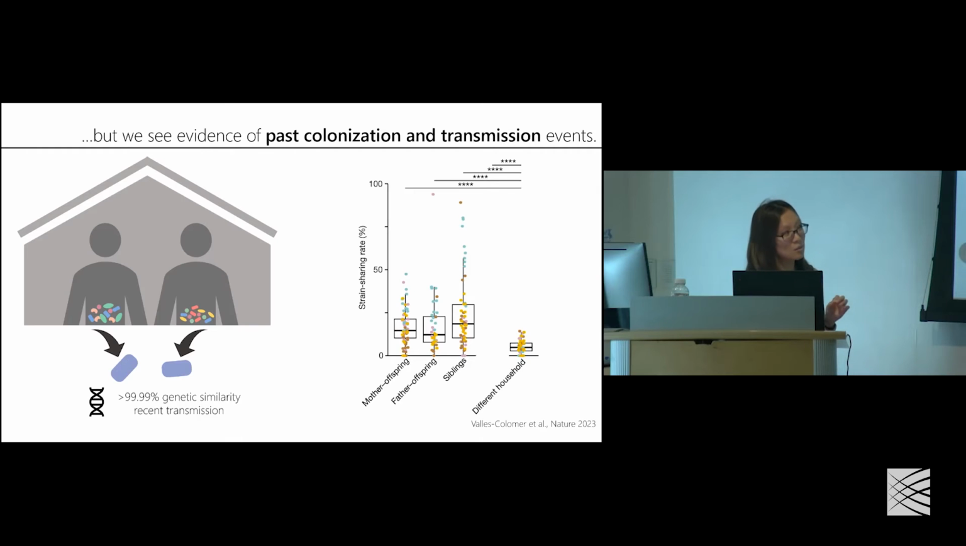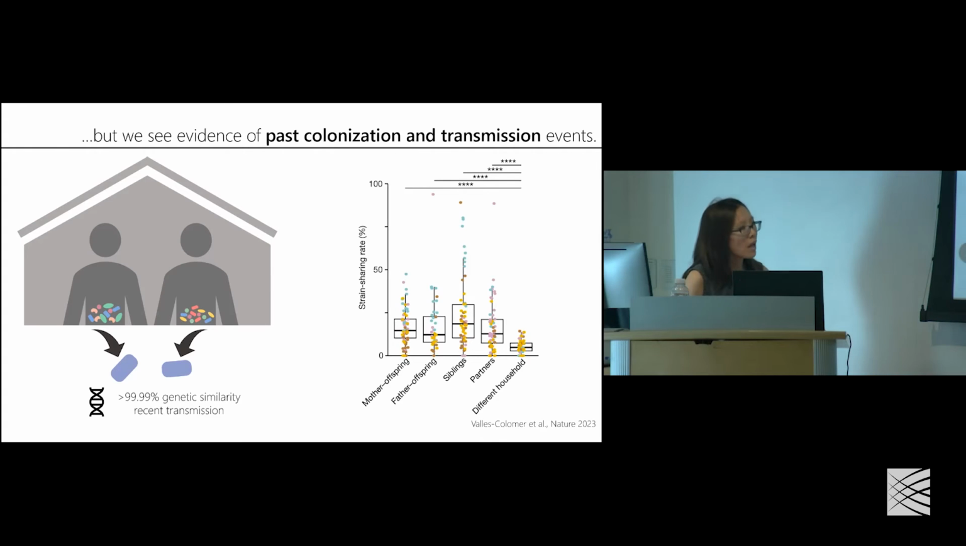I think what's a lot less appreciated, though, is that when these authors looked at cohabiting partners, so adults who live together but are not genetically related and did not grow up together, there's also still a substantial amount of strain sharing. It's actually on the order of the influence of parents on their children's gut microbiomes. And altogether, I think this really highlights the fact that we're continuing to acquire new microbes over the course of our lives.